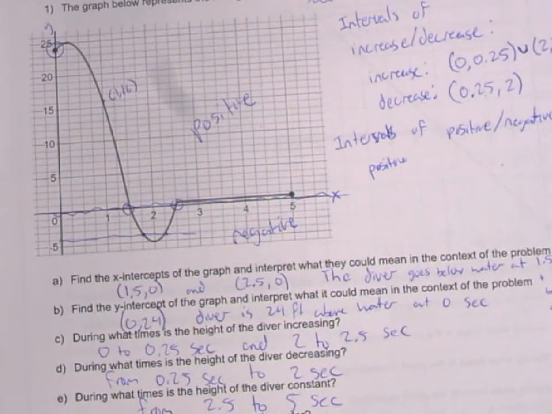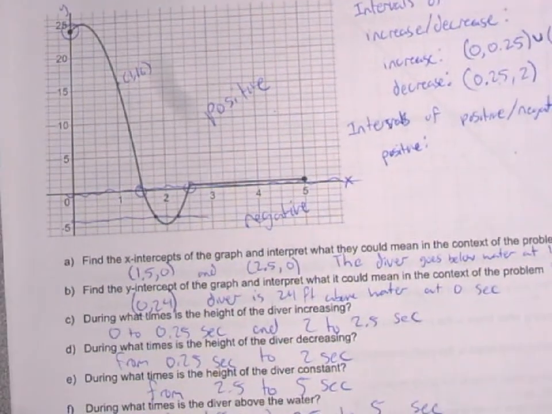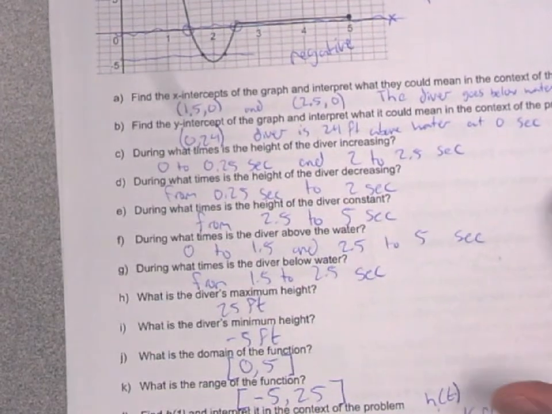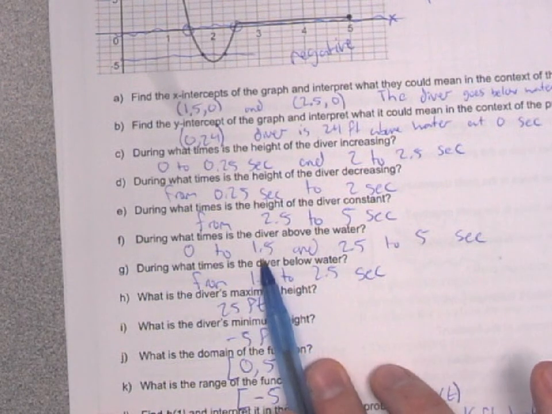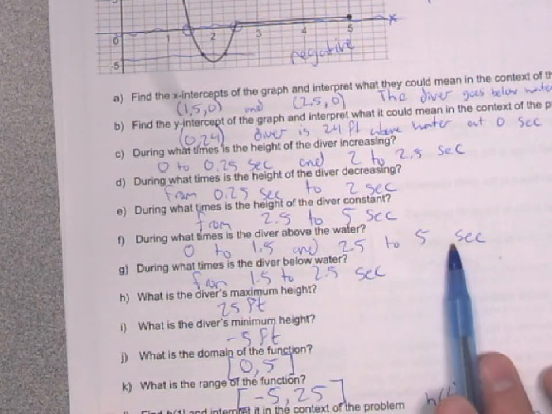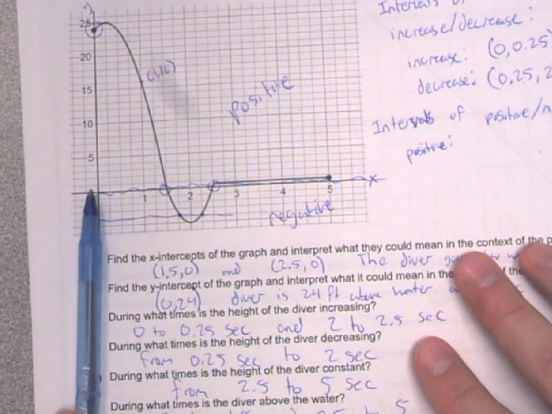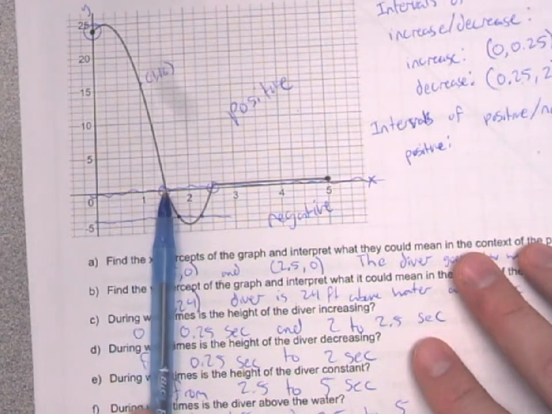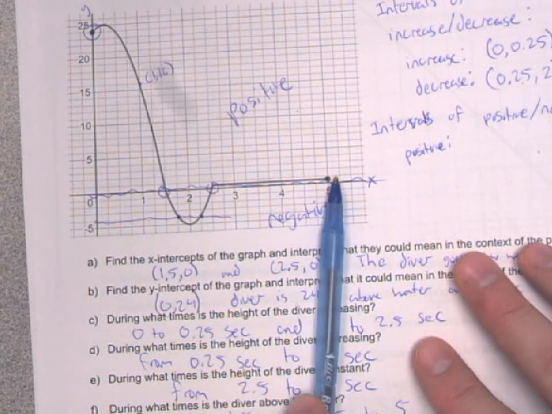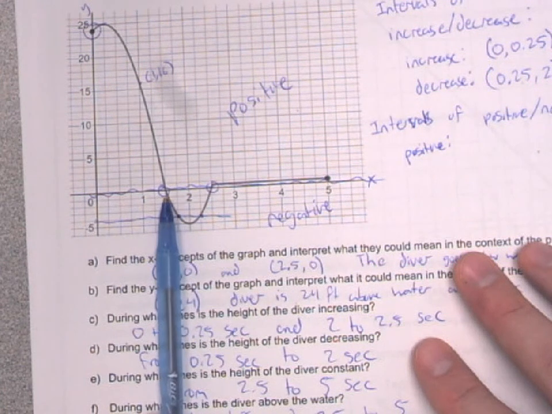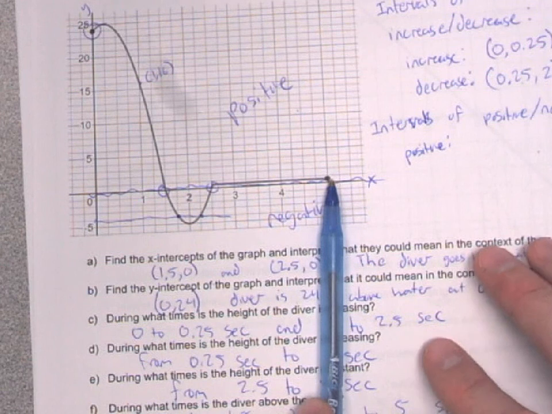So we want to find the interval where he's above the water. That would be positive right here. If we go back and look, during what times is the diver above the water? From 0 to 1.5, and then from about 2.5 to 5. So from 0 all the way to here, he's above the water. Then he dips below the water for a little bit. Then he's above the water again. So from 0 to 1.5, he's above the water. Then from about 2.5 to 5, he's above the water again.